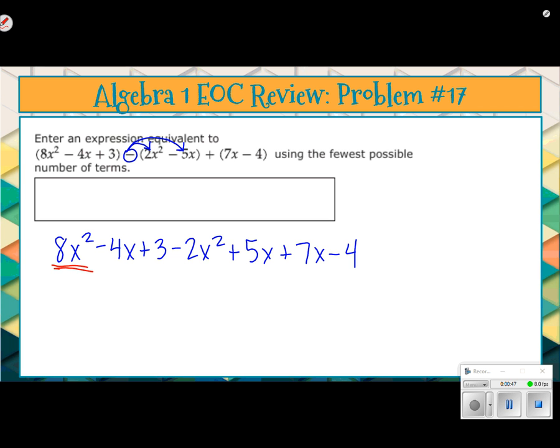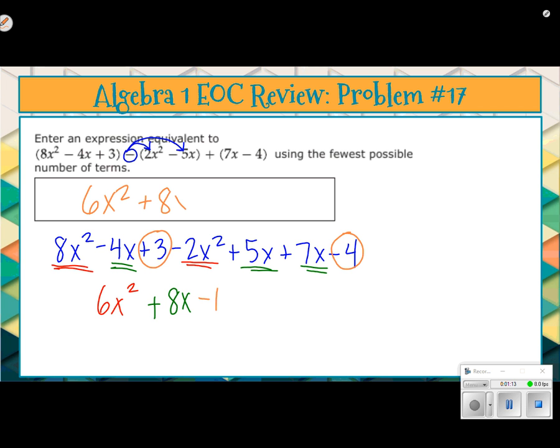So I have some x squareds. 8 minus 2 is 6x squared. Negative 4x plus 5x plus 7x. And negative 4 plus 5 is 1. 1 plus 7 is 8x. And then I have a 3 minus 4. 3 minus 4 is negative 1. So 6x squared plus 8x minus 1 is your answer.